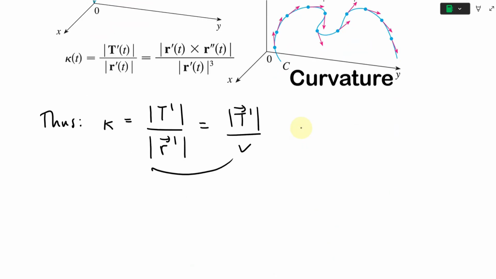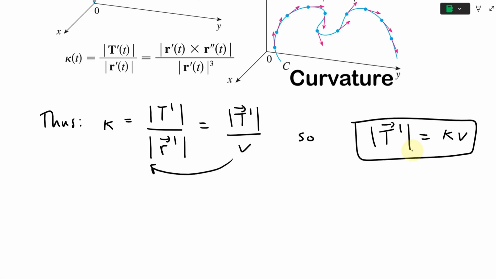I'm going to move this over to the other side. So what we're going to get is that the magnitude of the unit tangent vector derivative is equal to kappa times the speed. All right, so that's what we have, and I'll box this in, or I'll just move it over there. Instead of putting an arrow, I'll put an equals sign, because the calculus book does that. So this is going to be kappa times v, the speed.